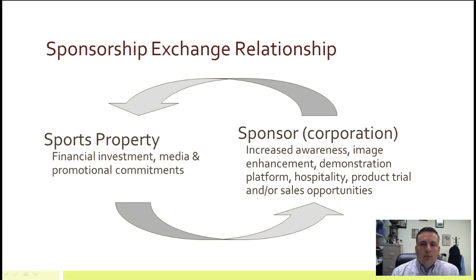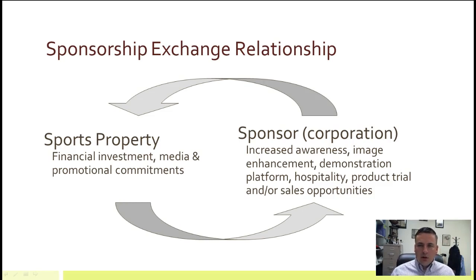Well, in exchange, what does the sponsor want? Well, it depends on the objectives, and we'll talk about that later in these videos. It could be awareness. It could be enhancing the image. It could be an opportunity just to demonstrate their product. So many times you'll see at sporting events, they'll have booths set up. A company is handing out samples, which will be our product trials, or they want you to come and try out their product there in the facility. It's all about trying to get people to buy the product. It could be for hospitality purposes, could be sales opportunities, but it all comes back to the bottom line.